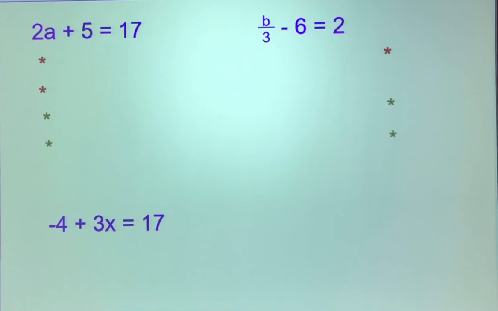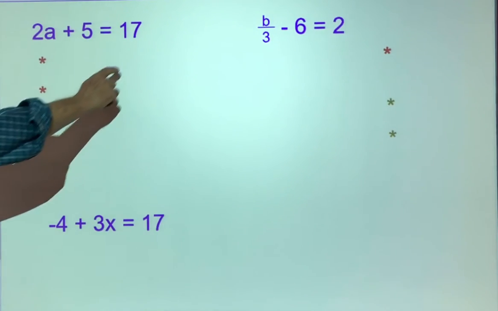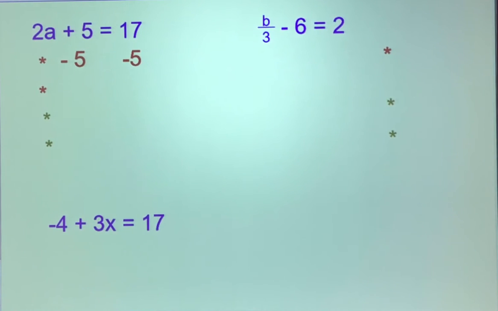On that first one, it says 2a plus 5 is equal to 17. Well, what two operations do we see? 2a means 2 times a, and then they're adding 5. When you're solving a two-step equation, we have to use reverse order of operations because we're undoing what's been done to the variable. That's why we undo any addition or subtraction first. So, since they're adding 5, our first move will be to subtract 5 from both sides.